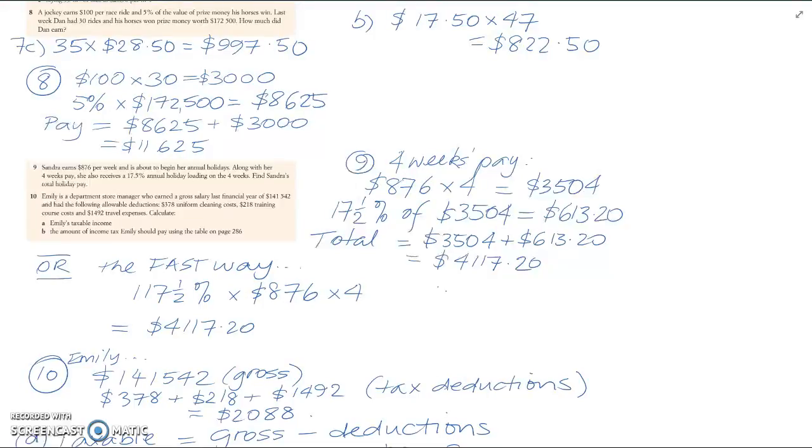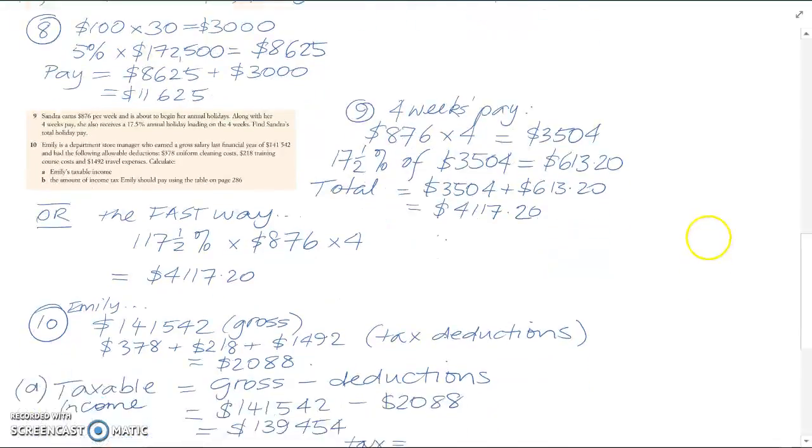On top of that, he's got 5% of the prize money. The prize money was 172,500. Figure out 5% of that, and we get 8,625. So all up, add those, 11,625. Nice work, Dan.